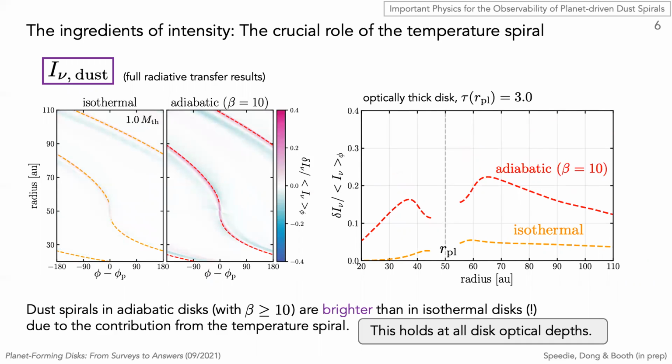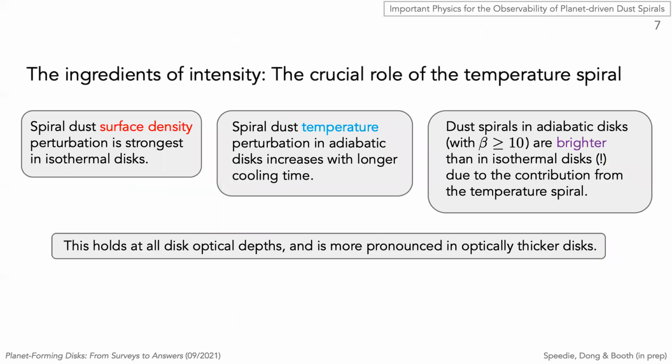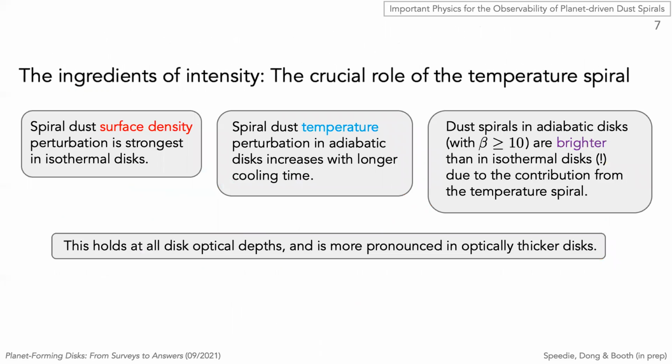And as is intuitive, when the disk is optically thick, the contribution from the temperature spiral matters even more. The difference between the adiabatic and isothermal cases is even more pronounced. So this is a big takeaway to keep in mind going forward. Even though the dust surface density perturbation is largest in isothermal disks, spirals in disks with long cooling times can actually be brighter because of the contribution from the temperature spiral.